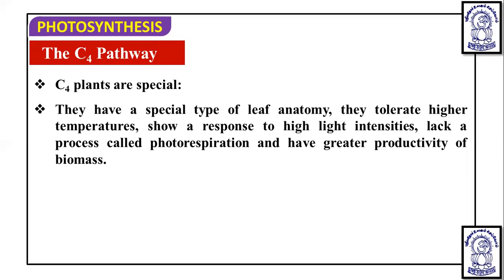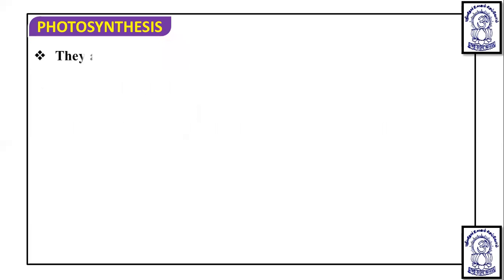They lack a process called photorespiration, that is the C2 cycle, which is present in C3 plants but absent in C4 plants, and they have a greater productivity of biomass compared to C3 plants. So all these things are comparatively better in C4 plants, and that is due to the special type of anatomy present in C4 plants, known as Kranz anatomy.